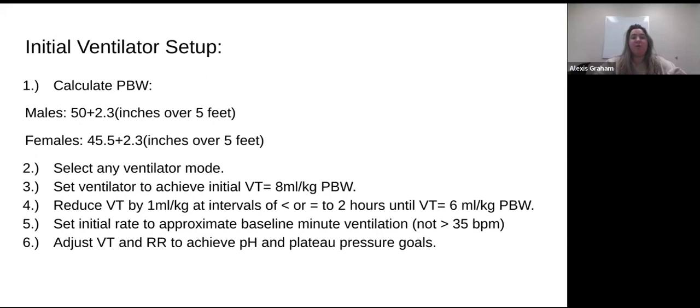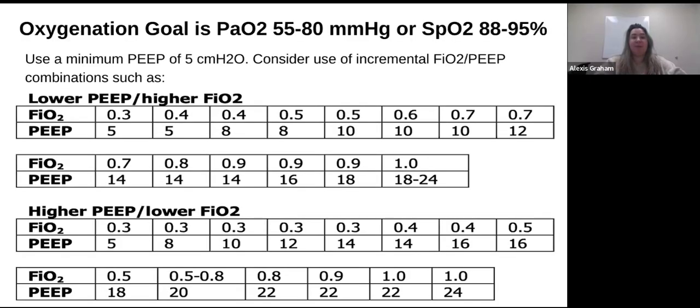Reduce the tidal volume by increments of 1 at intervals of less than or equal to 2 hours until the tidal volume is about 6 milliliters per kilogram of predicted body weight. Set the initial rate to approximate baseline minute ventilation, but not greater than 35 breaths per minute, and then adjust the tidal volume and respiratory rate to achieve a pH and plateau pressure goal.